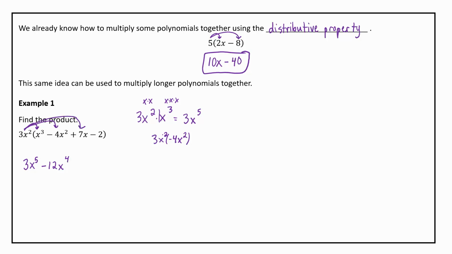3x squared times 7x. You may not need to write it out, or hopefully as you get the hang of it, you won't need to write out each step. But if you're having trouble initially, this can be helpful to let you visualize. We do 3 times 7, which is 21. X squared times x, which is really x to the first power since there's no exponent, is x cubed. You can't do x squared times x and get x squared again. That doesn't make any sense. It has to go up to x cubed. So 7 times 3 is 21.